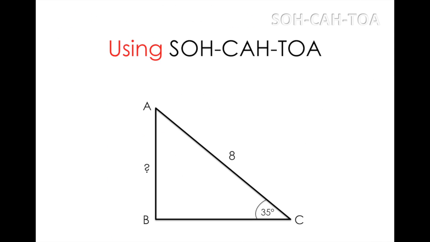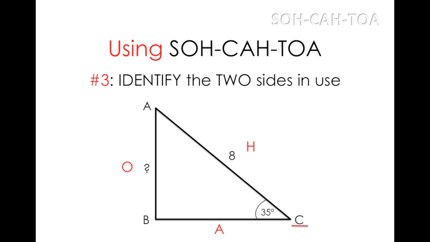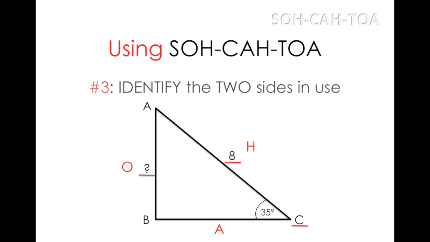Here are the 5 steps you'll go through every time you encounter a SOHCAHTOA problem. The first step is to identify the angle in use. This is either the angle given in the problem or the angle being solved for. Number 2, label the sides of the triangle as either hypotenuse, opposite, or adjacent. Number 3, identify the 2 sides in use. At least one of the sides will be given. The second side may be given or may be the thing you must solve for.